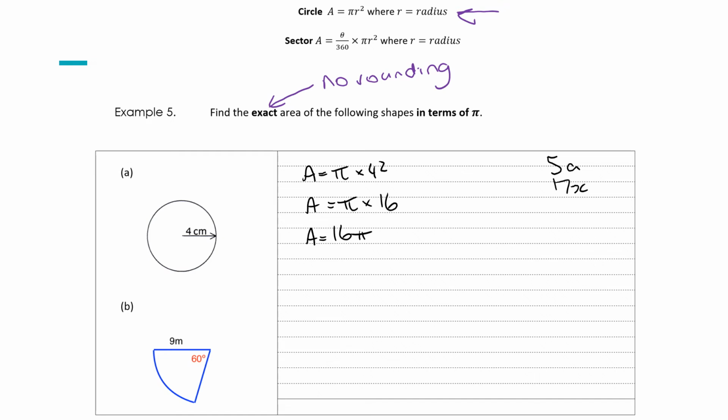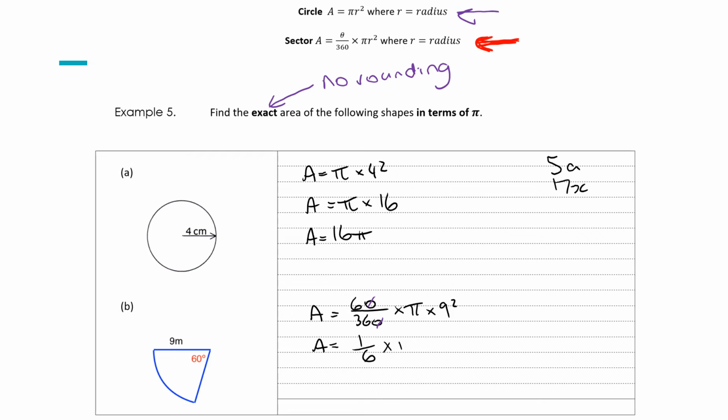For part B, we're going to be using this formula up here, theta over 360 times pi r squared. So we've got area equals theta, which is 60, over 360 times pi times 9 squared. Area equals, now 60 over 360 simplifies. Well, first we can cancel out the zeros and get 6 over 36. And then we can divide both of those by 6, and you get 1/6.